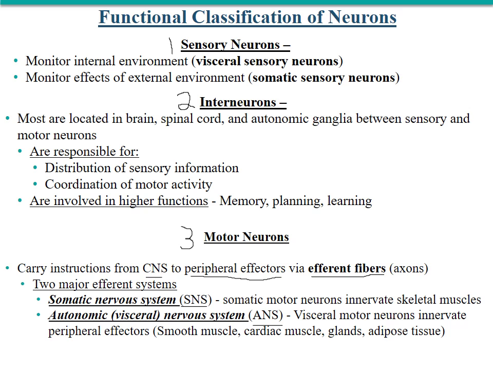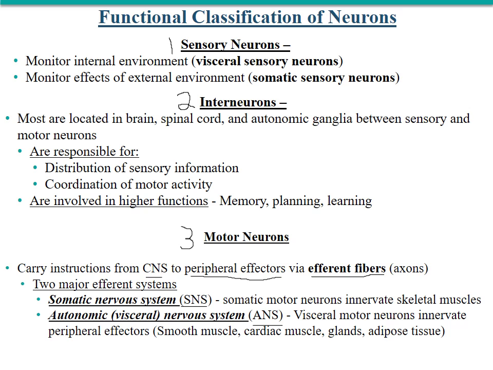The autonomic nervous system, or the visceral nervous system, is responsible for sending signals out that will tell smooth muscle, cardiac muscle, glands, adipose tissue, all of those tissue types that have functions that are not voluntary, are controlled by the autonomic or visceral nervous system.